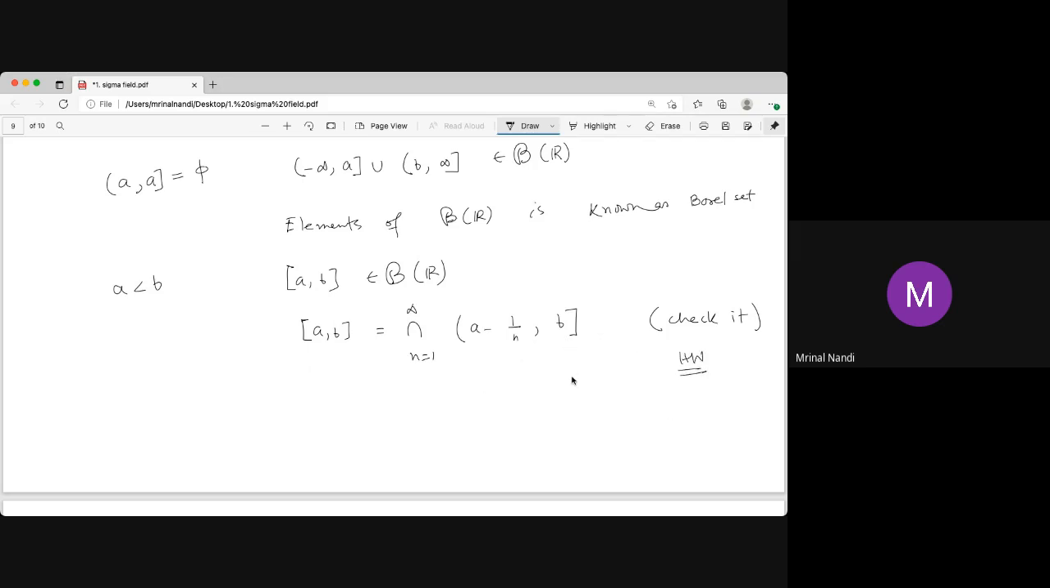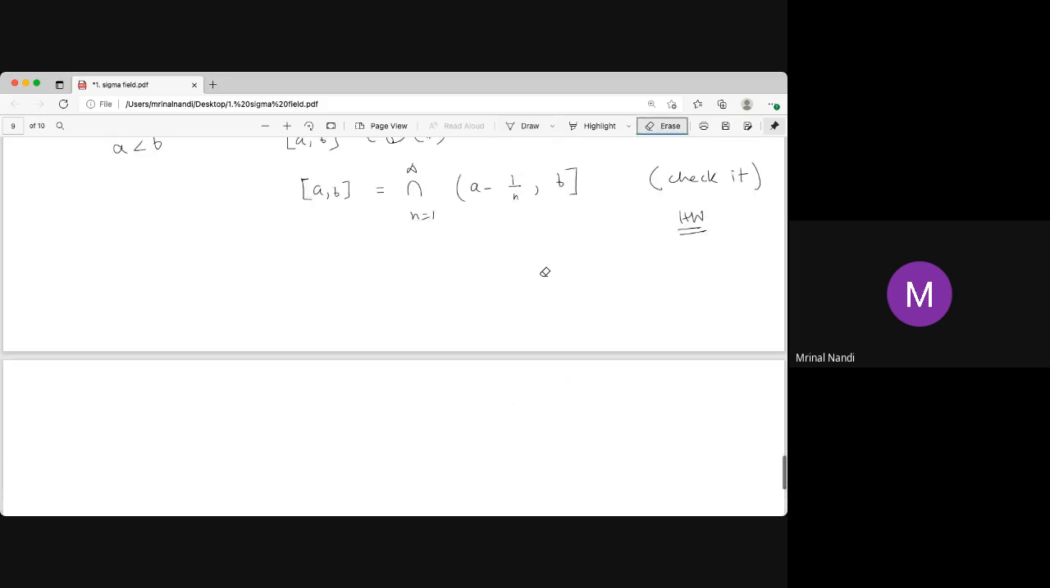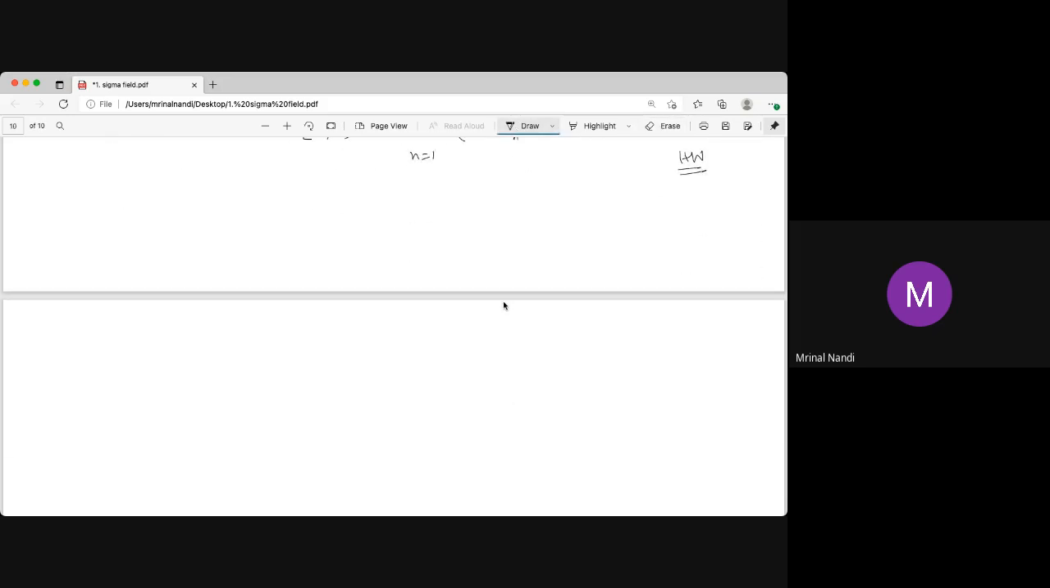This is so there's a Borel set there. So we're not going in this direction; later we'll see it in this direction. Now we have one more notation.